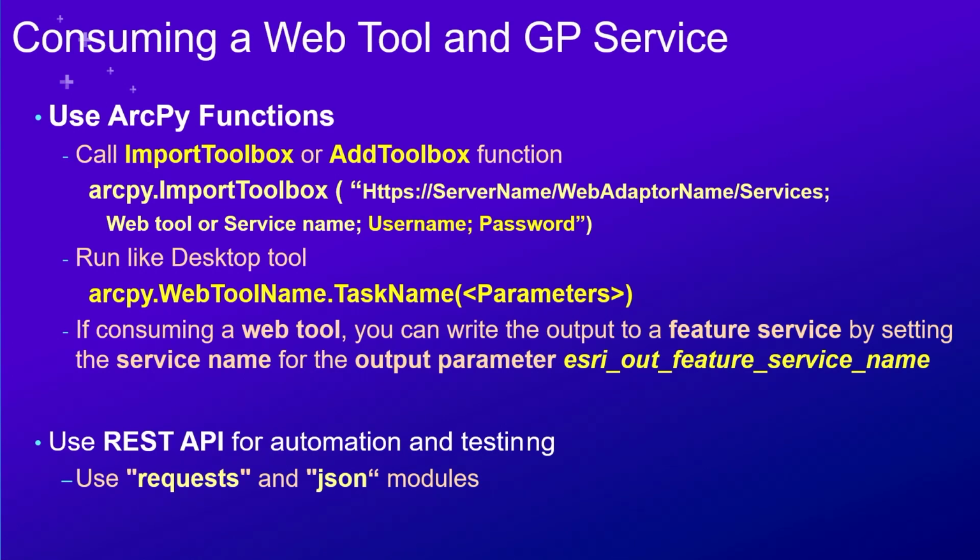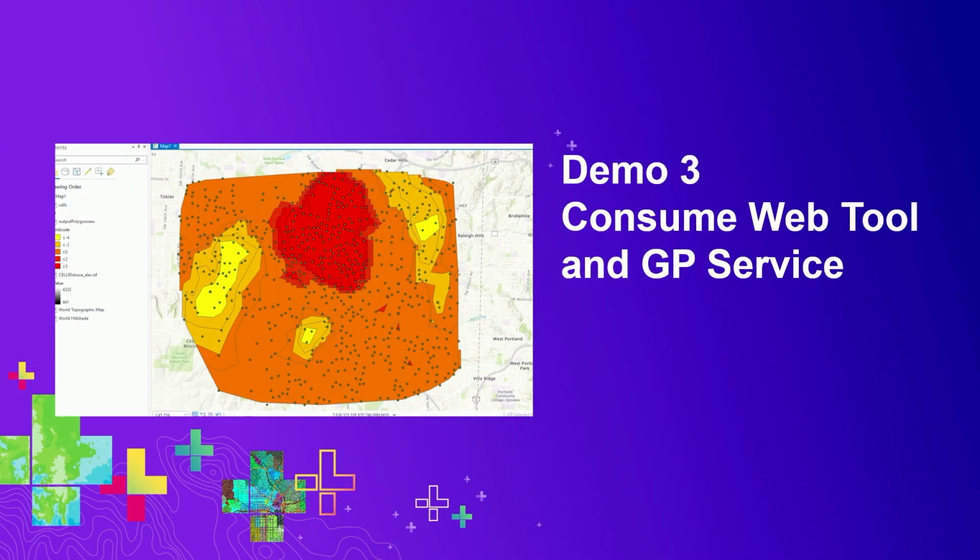Another way to consume is to use the REST API. Most likely you might be using it for automation or testing. Right? You can use requests or JSON modules to get hold of your task and run it. But we're not going to talk too much about it because that's mostly for testing and some automation work. But more than likely you'll be using ArcPy functions. All right. So next, let's look at the demo of consuming a web tool and GP service.